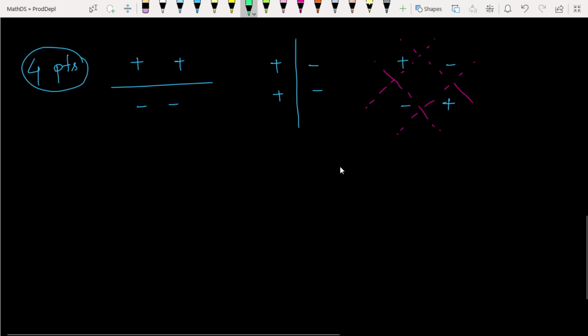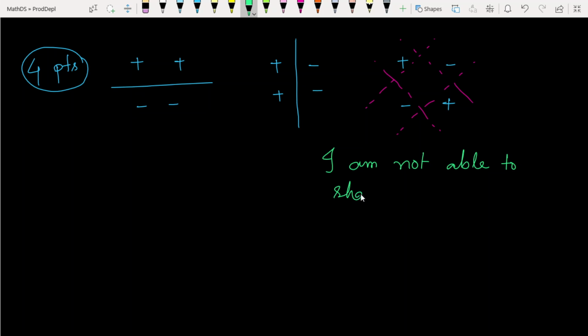So that is the problem we have to face here. I am not able to shatter four points. It is totally impossible for a single line. Using a single line, we cannot separate it.